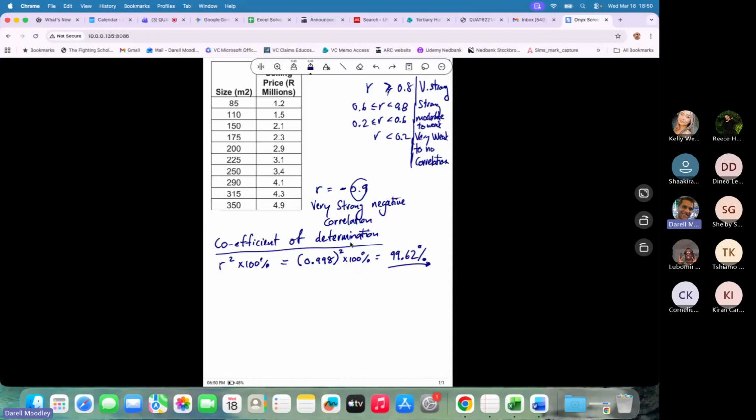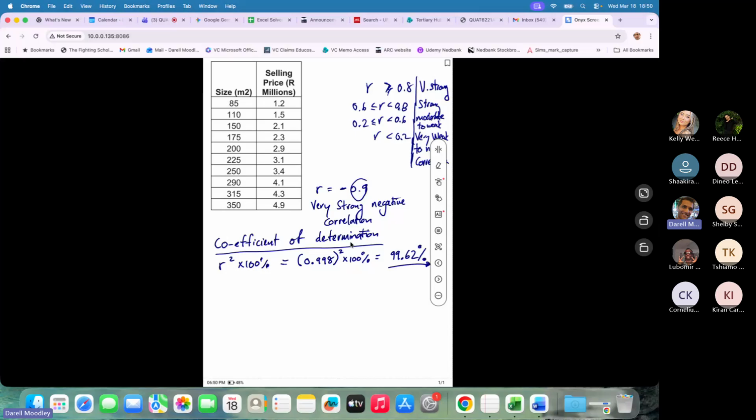And the reason being is your r squared tells you how well that x variable explains the y variable. In this problem, we're trying to see how size can be used to determine the selling price of the house. And the higher that r squared, the more it tells us that size is very effective in explaining the selling price of the house.